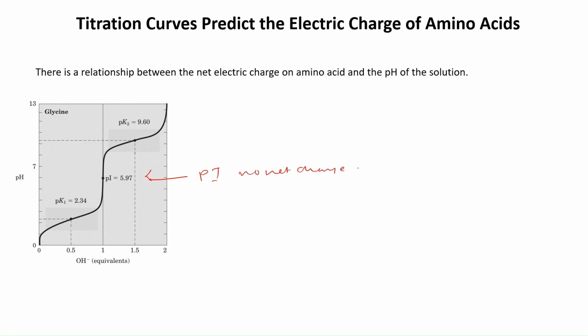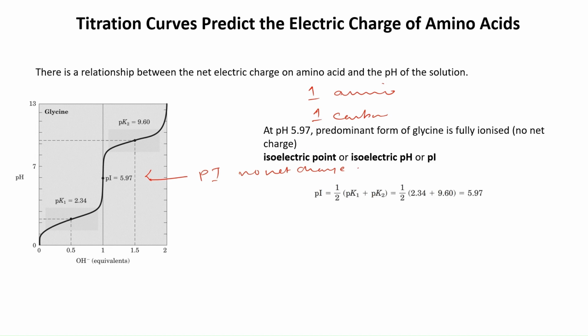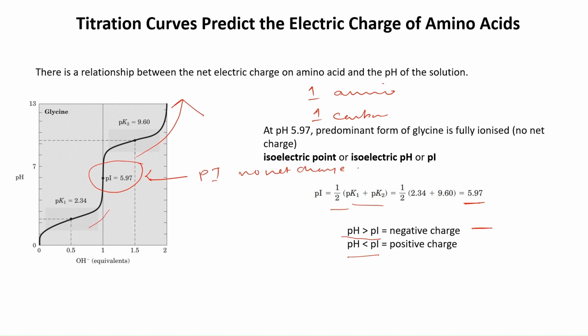For glycine or any amino acid that contains only one amino terminal and one carboxyl terminal, we can calculate the pI using the formula pI is equal to half of pK1 plus pK2, 5.97, which is shown here in the graph. Now, if pH is more than pI, that means this area, the predominant form will be the negative form. If pH is less than pI, lower part, that means the positive charge will be the predominant charge.